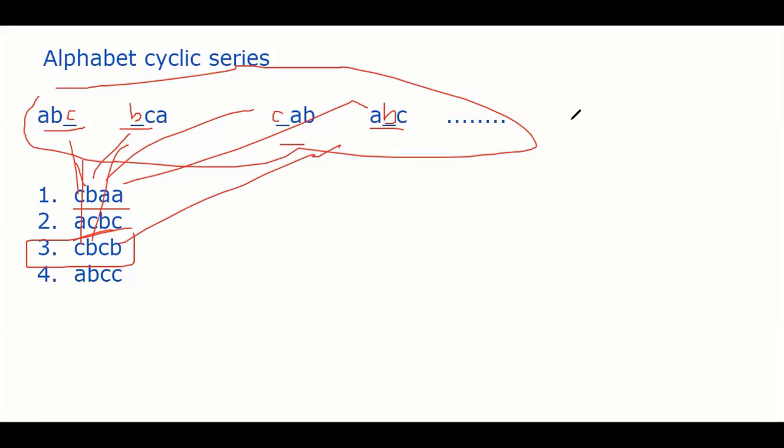That was the cycle, right? Understood what I said? First is ABC, then A comes here. If A comes in the end, it becomes BCA. B comes in the end, becomes CAB. C comes in the end, becomes ABC. Again, A will come here, what will it become? BCA. Again, B will come, it becomes CAB. Correct? This is called cyclic series. Is everyone clear what cyclic series means?